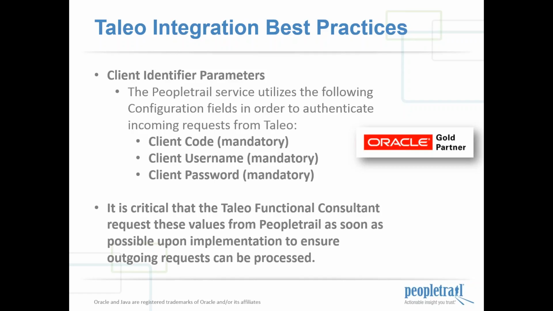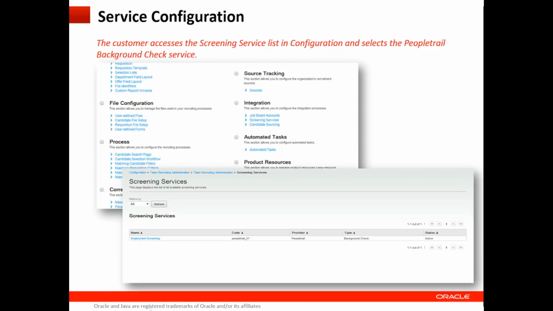So it is critical, I just put this down at the bottom, that the functional consultant requests these values from us as soon as possible so that the implementation can go through smoothly. It's again a little bit technical for some of you, but just from a service configuration standpoint, this is what it looks like within the Taleo system. These are some slides that show how that configuration works.